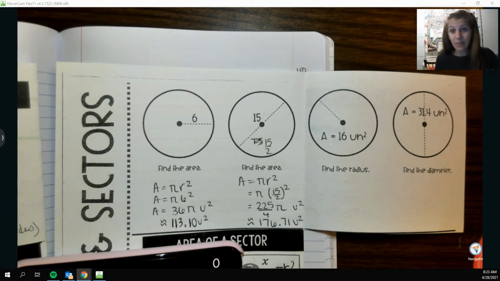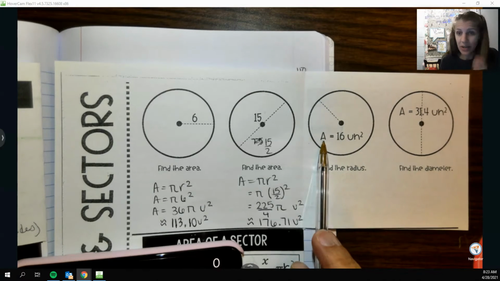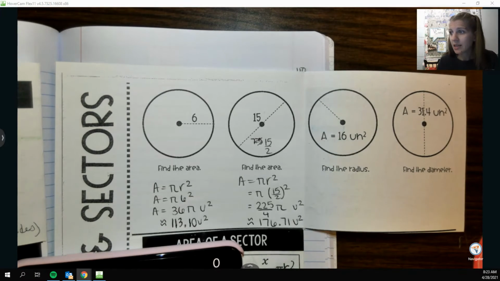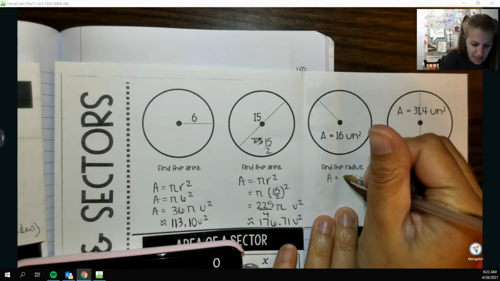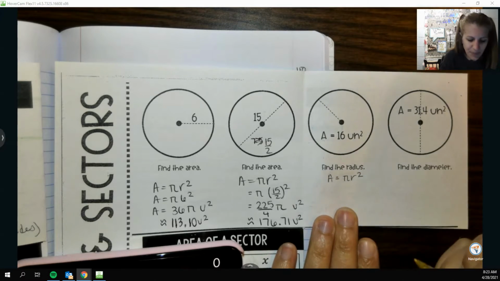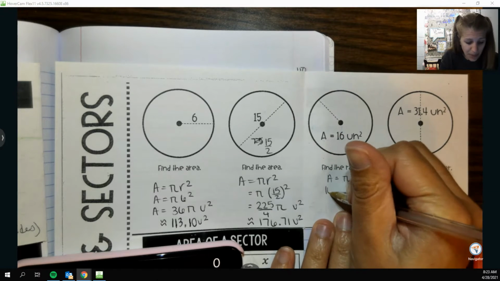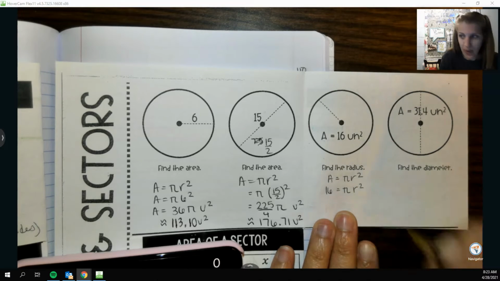All right, looking at these last two. These last two are kind of backwards problems. It says find the radius. So here they're showing you that the area is 16 units squared. And so I know the formula for area of a circle is pi r squared. Since they've told me that the area is 16, I'm going to put that in for A. And then we'll have pi r squared.